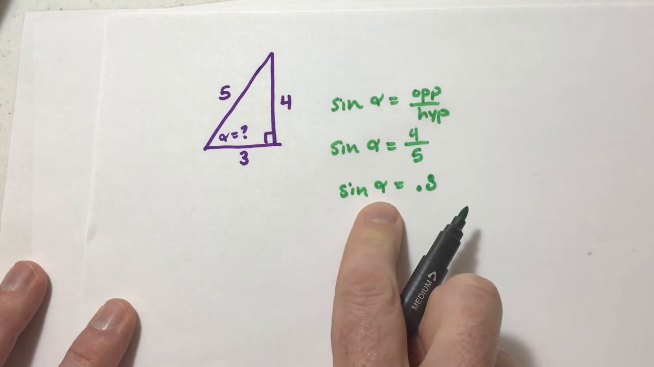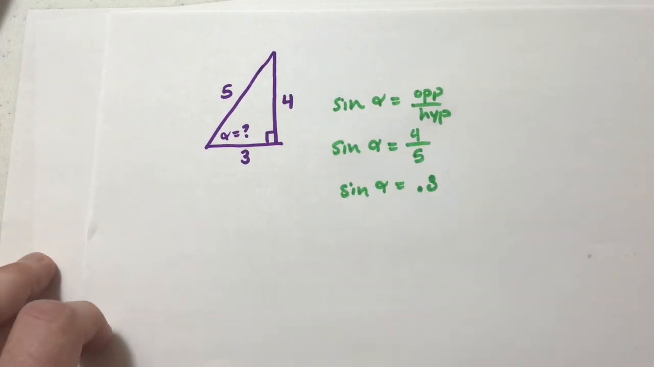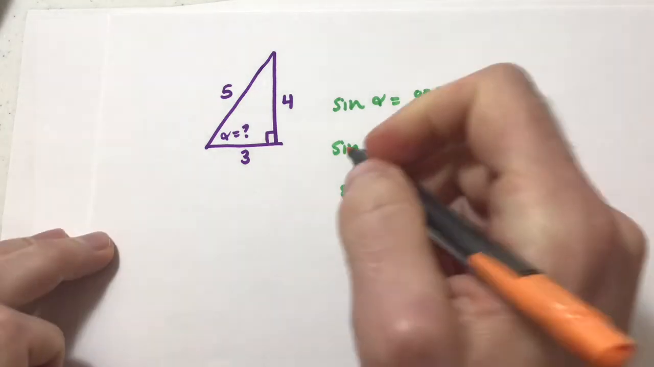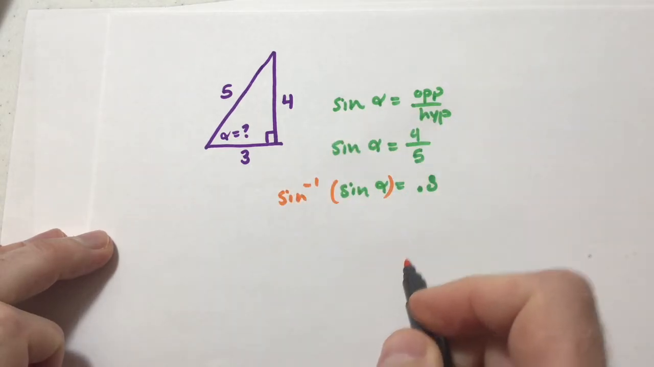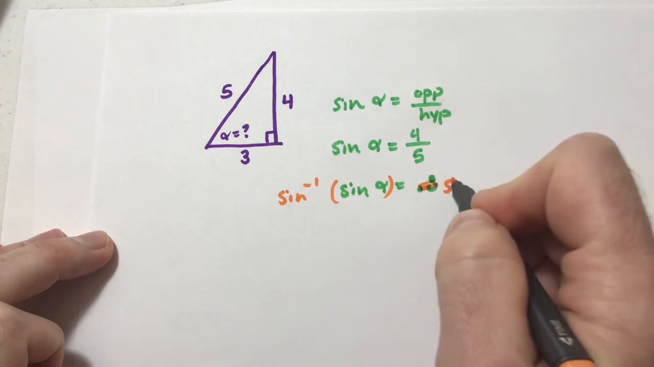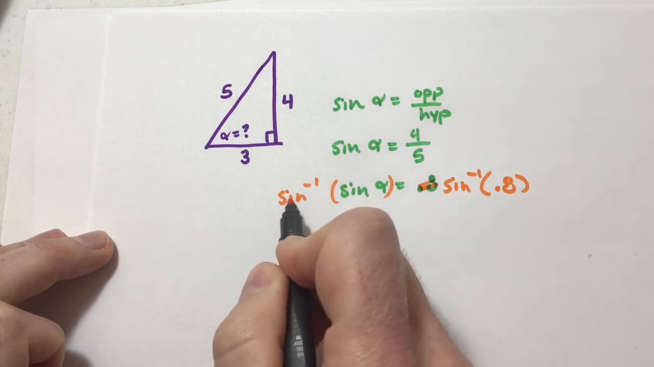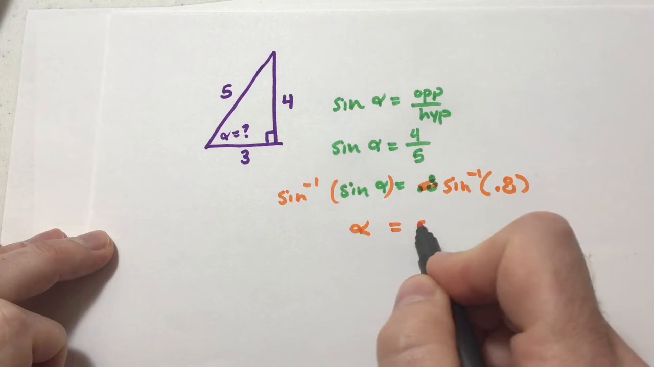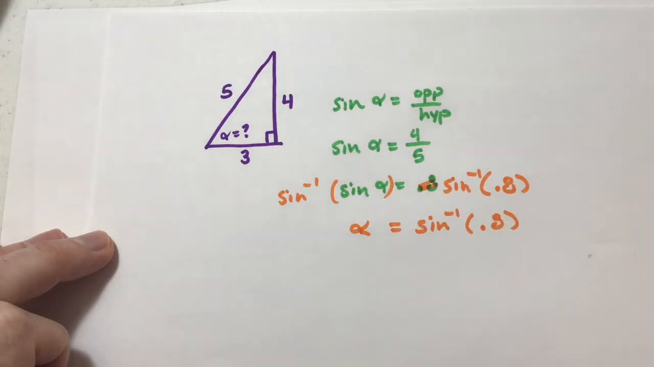Now I'm trying to find out what alpha is, so I need to do the inverse of sine. I need to get alpha by itself. So to undo sine, I'm going to do the inverse sine of sine alpha, and I don't have enough room here. So inverse sine of 8/10. The thing about inverse sine and sine is they undo each other, so we're just left with alpha here. And alpha is the inverse sine of 8/10.